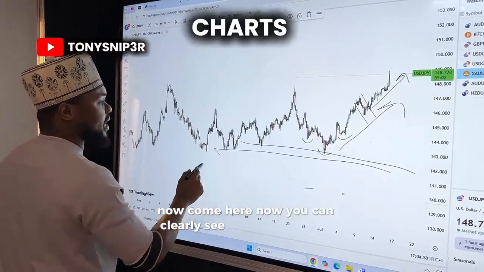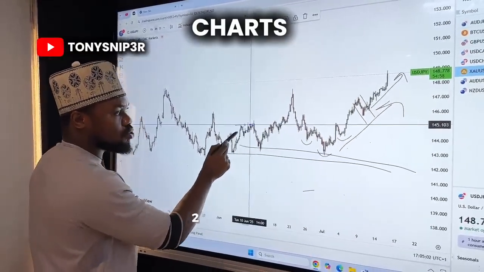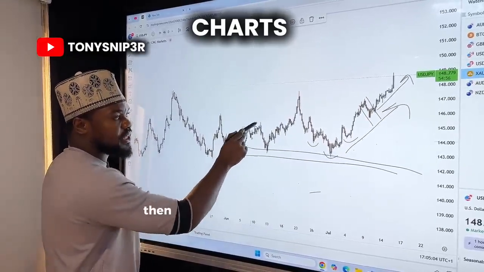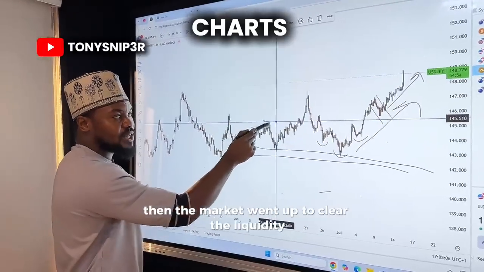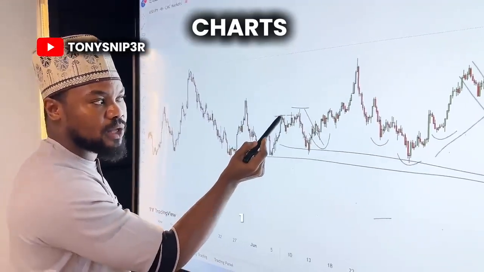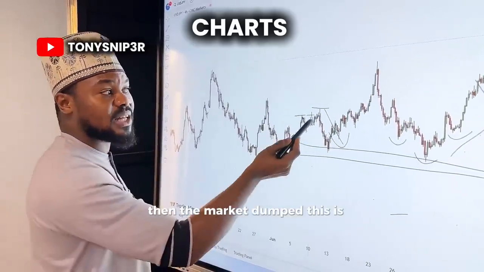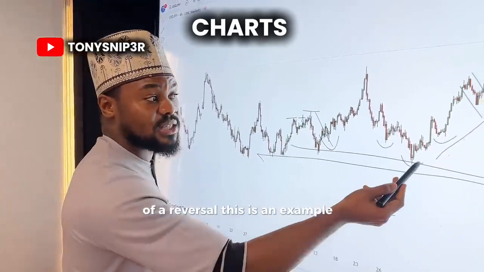Now, come here. You can clearly see at this point here, what do we have? We have 1, 2. Double top, right? Then the market went up to clear the liquidity. And what happened next? Boom, the market dumped. Can you guys see the double top here? 1, 2. Then the market went up to clear the liquidity. Then the market dumped. This is an example of what? Of a reversal.